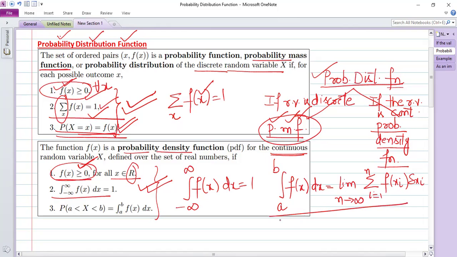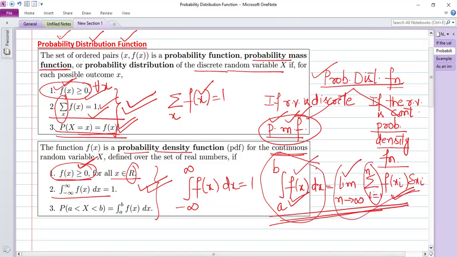This relation is the relation between the discrete case and the continuous case. I repeat, what is this relation? It is nothing but the definite integration as a limit of a certain finite sum. So this is the relation between the continuous case and the discrete case. For the basic classes, I'm not talking about higher mathematics, just the very basic mathematics.